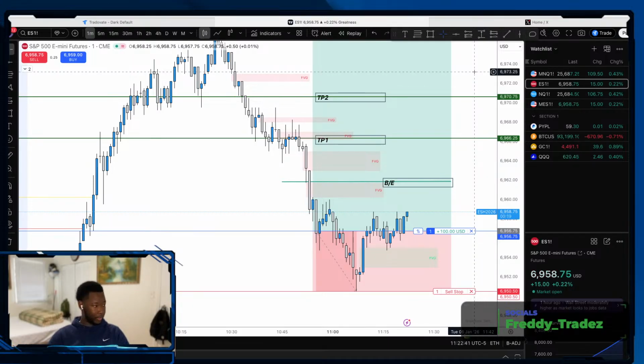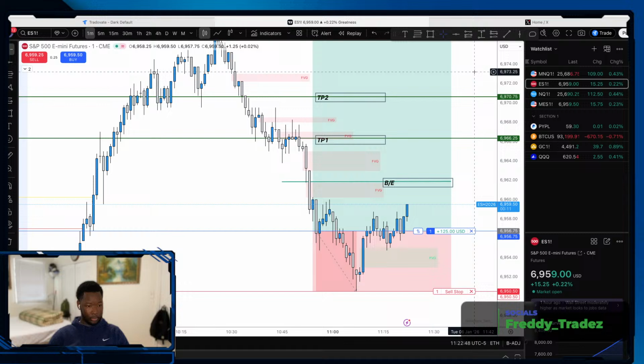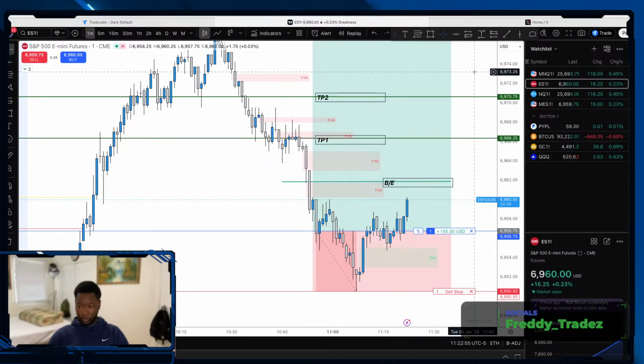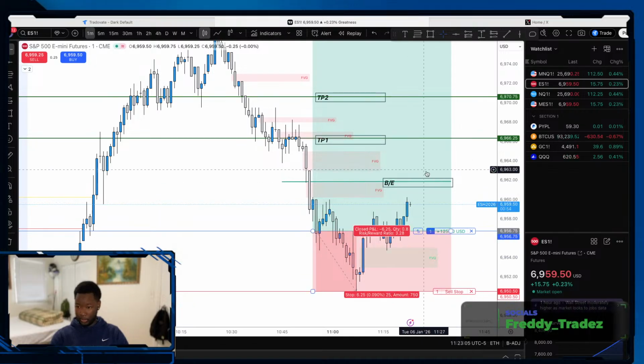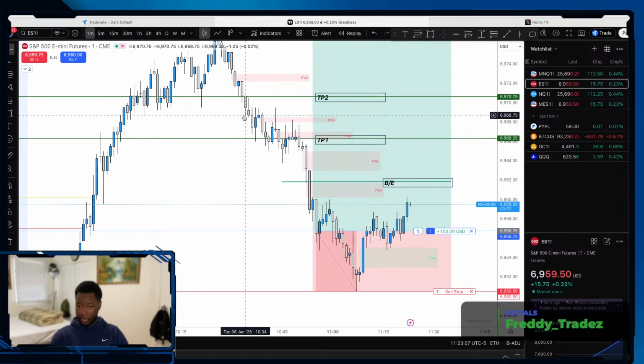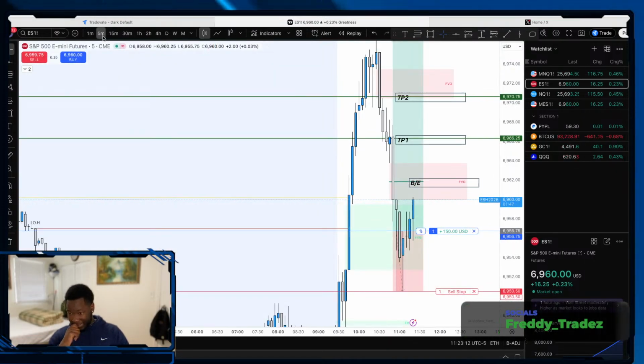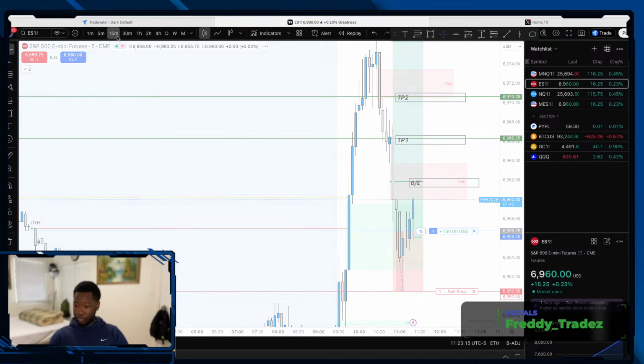Alright, we're finally getting a nice move up now. Once we hit that gap, we'll move to break even if he's still talking. Alright, we're approaching our break even area. Again, if I see strong rejection because of this fair value gap, I'll just move my stops. But ideally, we come up, fill the gap, and then I'll move my stops to break even. We're also coming into this 5 minute gap.